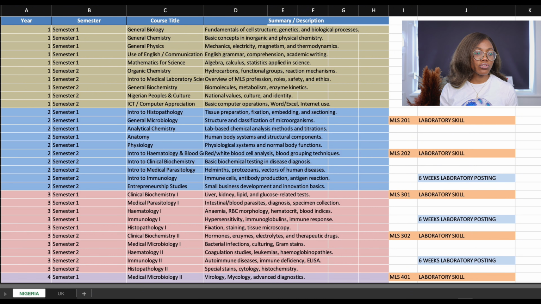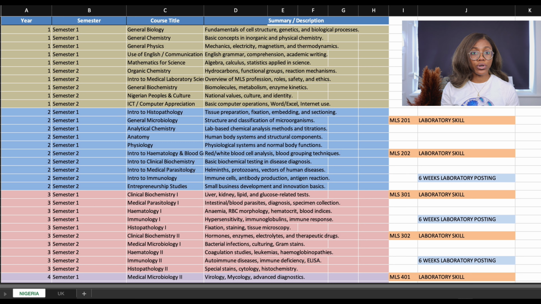And then in 200 level, that's when you start your laboratory skills. So for each semester, different schools are going to use different codes, but for my school we always said, so MLS 201 was always in first semester, MLS 202 was second semester. So the odd numbers were used for first semester, even numbers were used for second semester for our course codes.